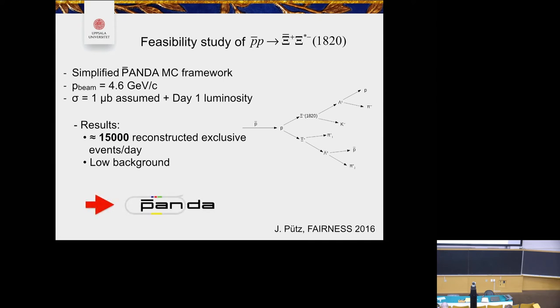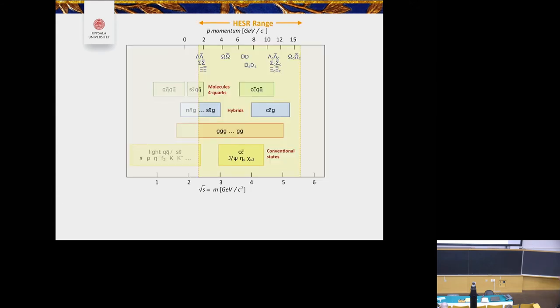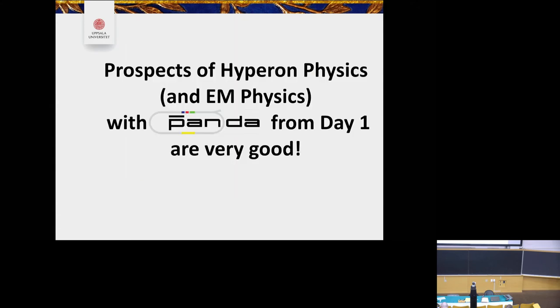So, again, PANDA. And of course, the cross sections for the excited hyperons are expected to be of the same order as the ground state, so there will be plenty of data coming also for spectroscopy purposes. And that brings me to this slide. This is the window of opportunity for PANDA for hyperons. LEAR, which I showed the result from, had its window of opportunity. So this is really a window of opportunity for hyperon physics in PANDA. And by that I would like to conclude that the prospects of hyperon physics and electromagnetic physics with PANDA from the very first day are very good. Thank you very much for your attention.